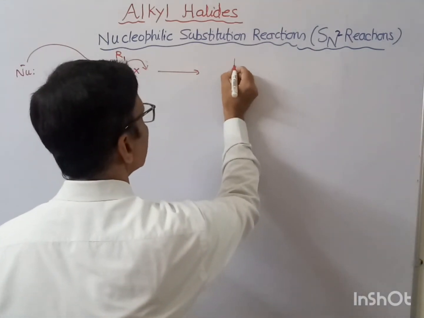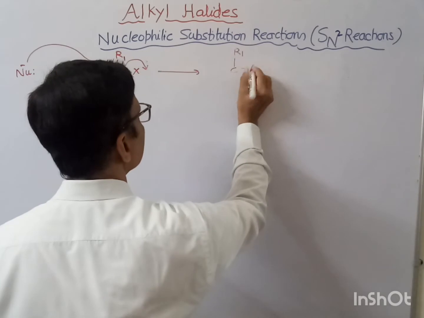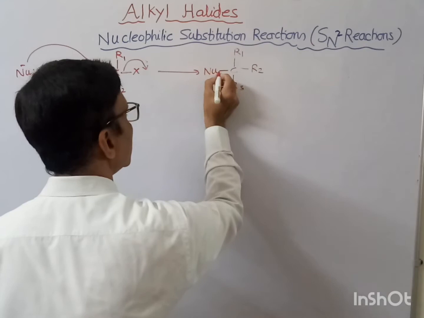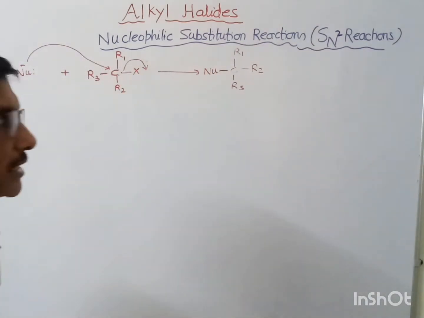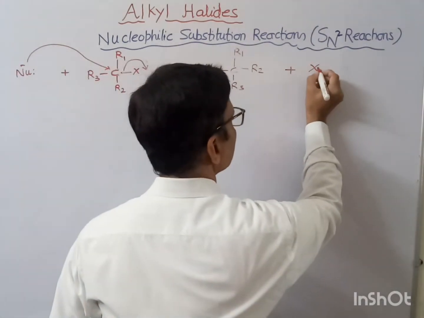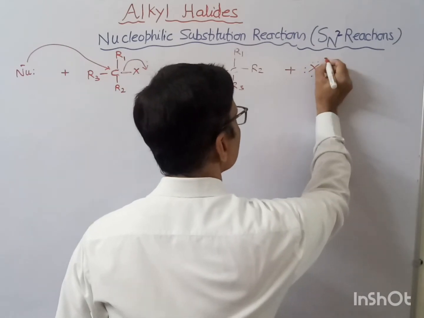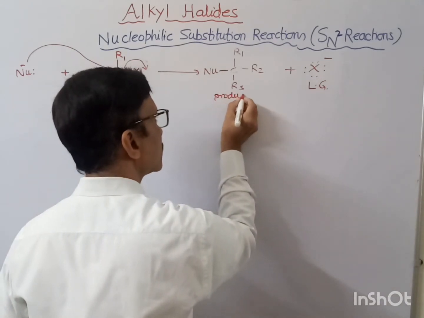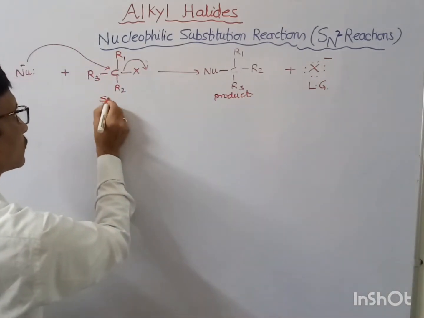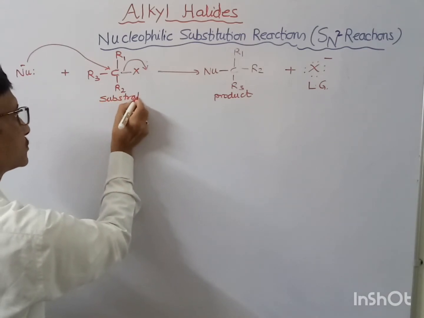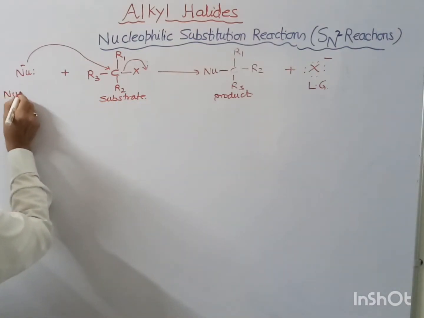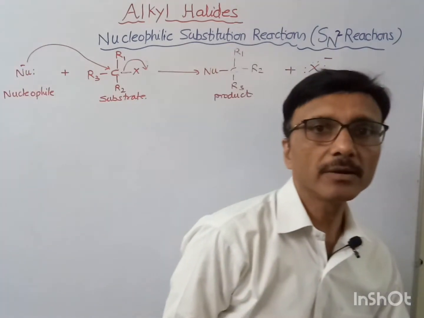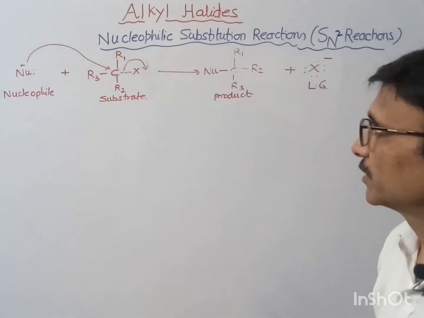So what would be formed? This is R1, R2, R3, and here the nucleophile is substituted, and this X is being left out. This is called the leaving group. This is our nucleophilic substitution product. This is our substrate molecule, and this is our nucleophile. Okay, so this is the general nucleophilic substitution reaction.